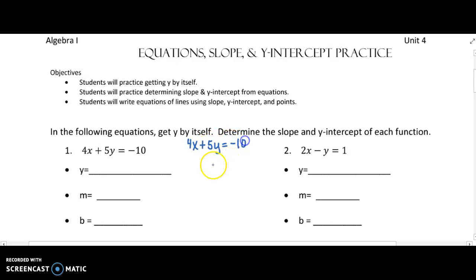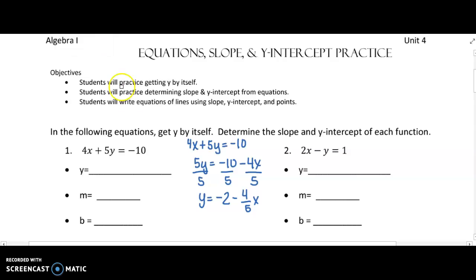And solve for y. So I'm going to leave my 5y over here. Negative 10. I'm going to subtract 4x from both sides. Subtract it from over here, it goes away, right? I'm going to divide everything by 5. All right, so I have y equals negative 10 divided by 5 is a negative 2. And then that does not simplify anymore. So I have a negative 4 over 5x.